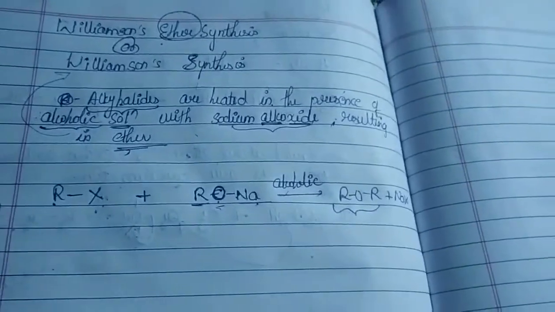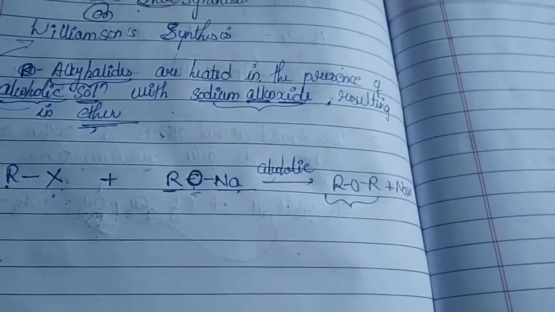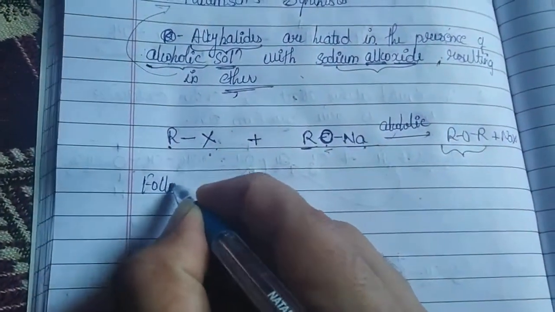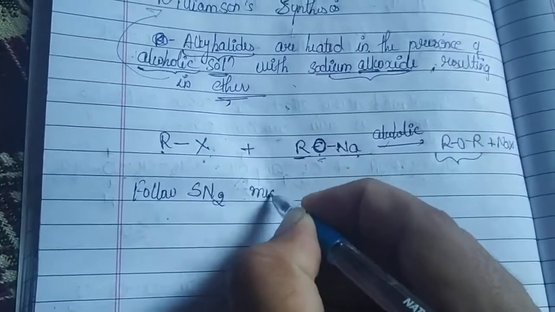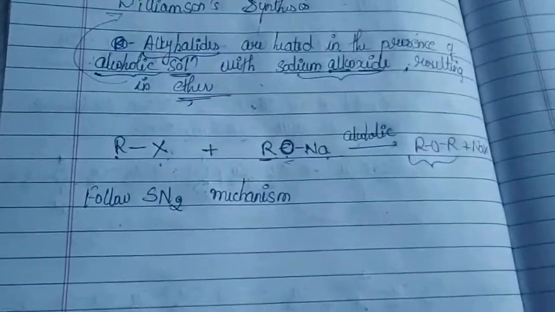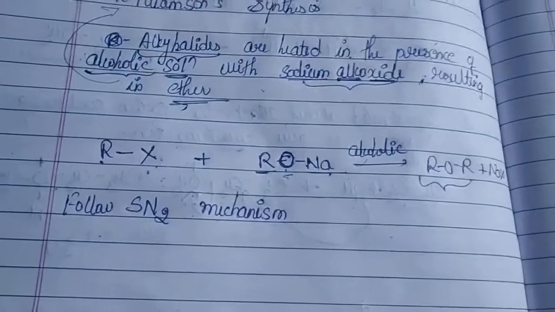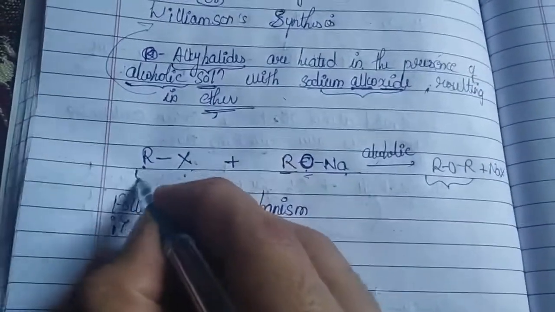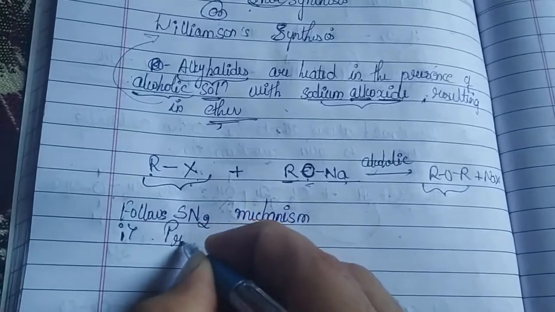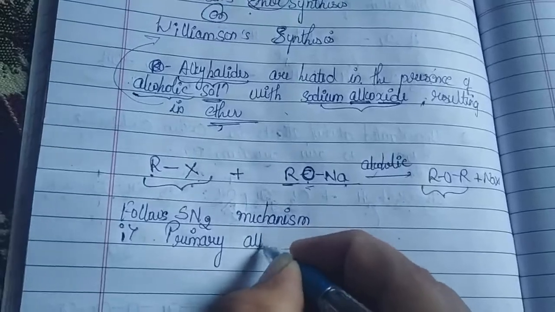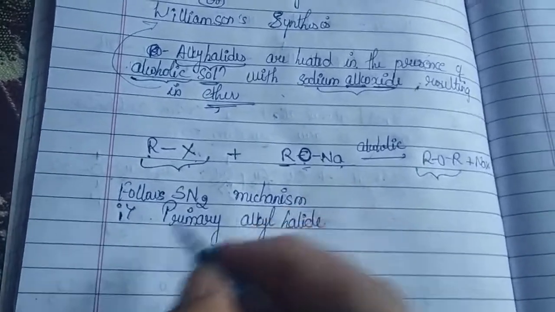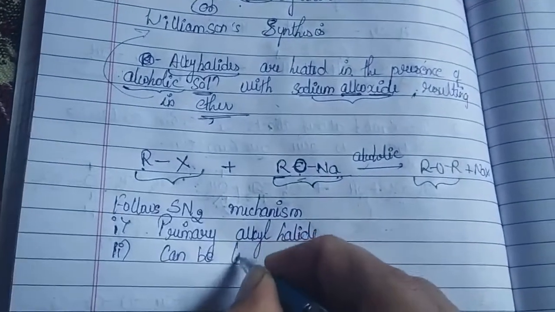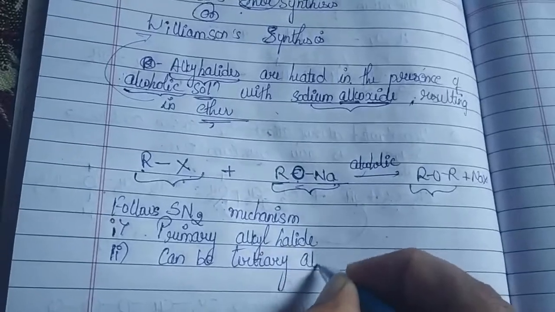And do remember, through this method we can prepare unsymmetrical ethers also. It's not a big issue for us. Now, an additional piece of information: remember, this reaction follows the SN2 mechanism. If it has to follow an SN2 mechanism, the first important part is that whatever alkyl halide we choose should be a primary alkyl halide. And the second one, the sodium alkoxide you are using can be a tertiary alkoxide ion.